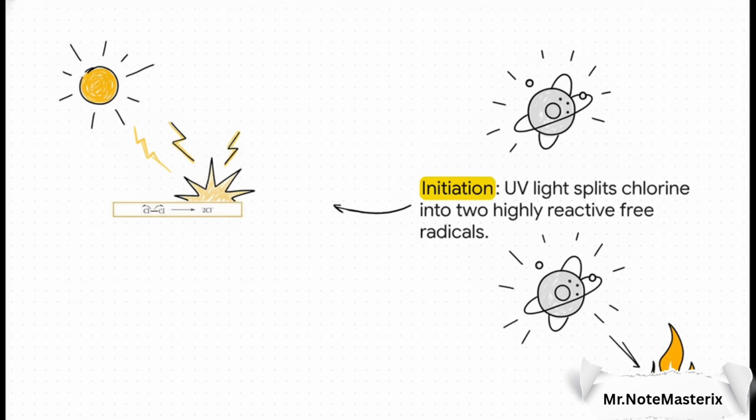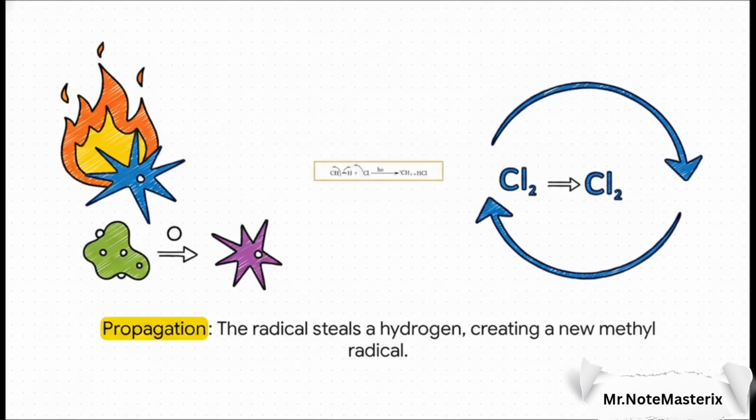A blast of UV light comes in and just rips a chlorine molecule in 2. What you're left with are these 2 superreactive chlorine atoms called free radicals. These things are unstable. They've got an unpaired electron, and they will do anything to find a partner. And this is where things really take off. This is the chain part of the chain reaction.